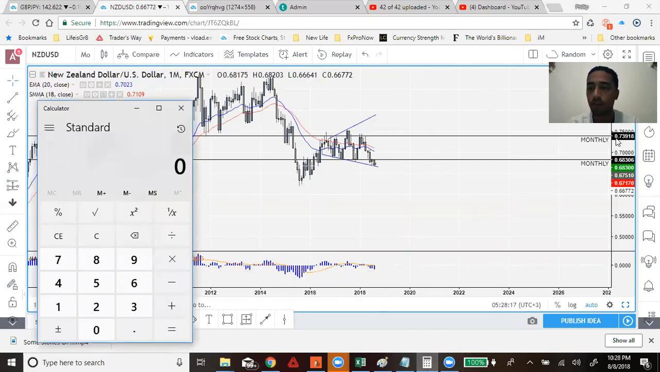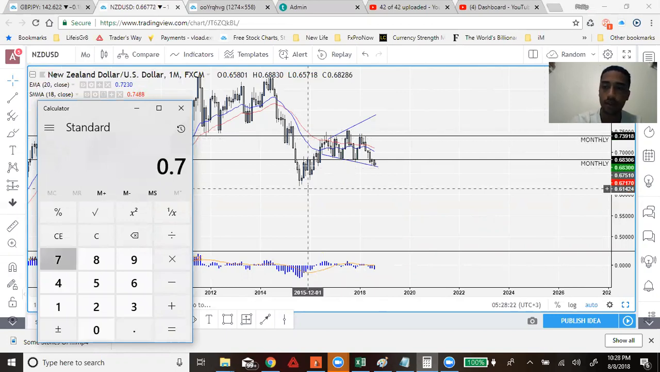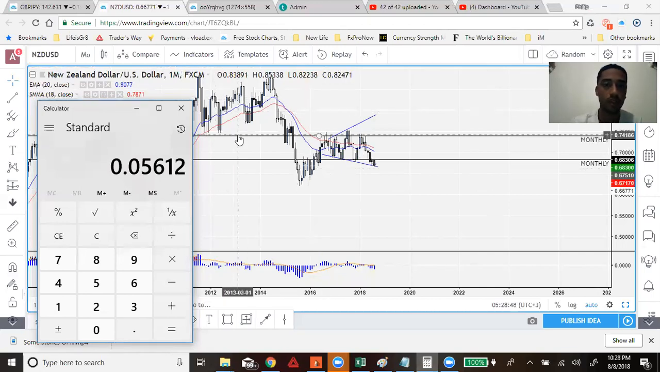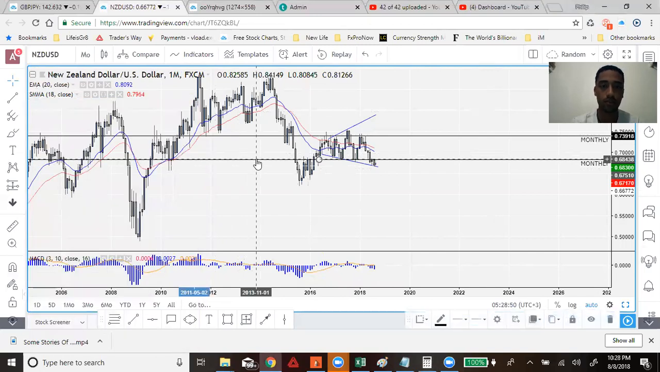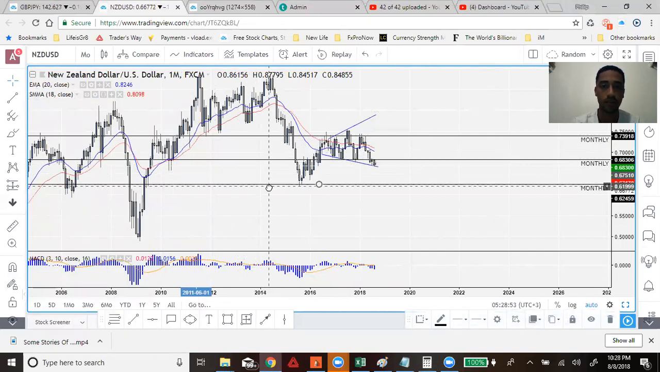So the way that I'm going to make that range is I'm going to take this monthly right here and this monthly right here, right? 0.73918 minus 0.68306. And the range is a pretty tight range, which I like. And it is 0.0562. Right? And I'm going to stretch this down because I'm pretty sure this is where it's heading towards.